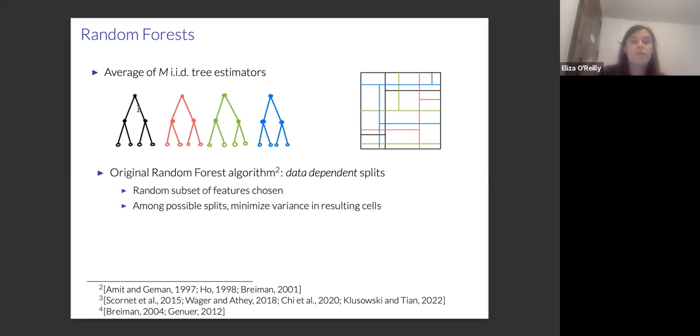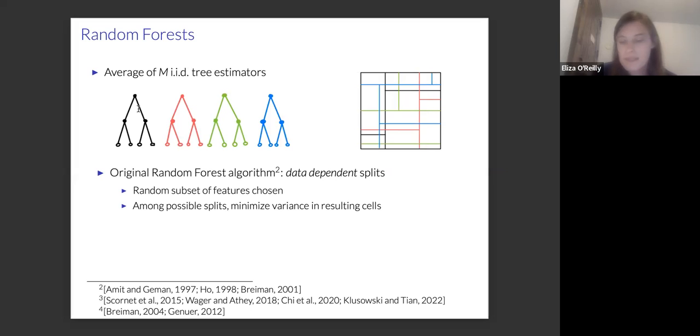The original random forest algorithm was developed by a few different authors in the late 90s, but really popularized by Breiman in 2001 in a paper titled Random Forests. And in his original algorithm, the way the splits are generated to make this partition, while they are random, they are also highly dependent on the data. So in particular, when you want to make a split, you choose a random subset of the features or dimensions of your input. And then among all possible splits, you choose the split that minimizes the variance of the outputs from the training data in the resulting cells generated by that split.